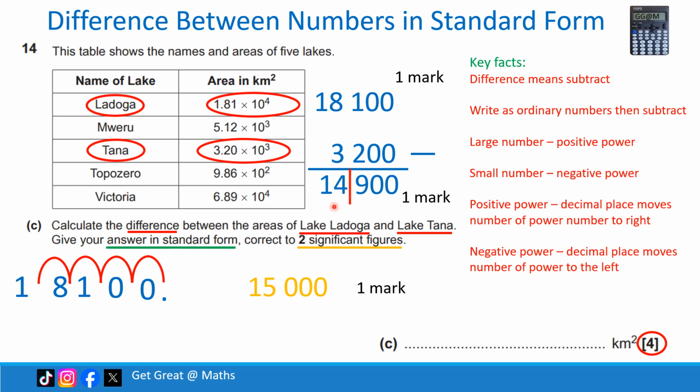I then need to write this answer in standard form. The decimal point has got to go between the 1 and the 5 because it goes after the first non-zero digit. The decimal point is currently at the end of this number, and it's going to go 1, 2, 3, 4 times to get between the 1 and the 5, which means your answer is 1.5 times 10 to the power 4, because it's a large number, a positive power. The number of times that decimal point had to move was 4. 1.5 times 10,000, because 10 to the power 4 is 10,000, gives you the 15,000.